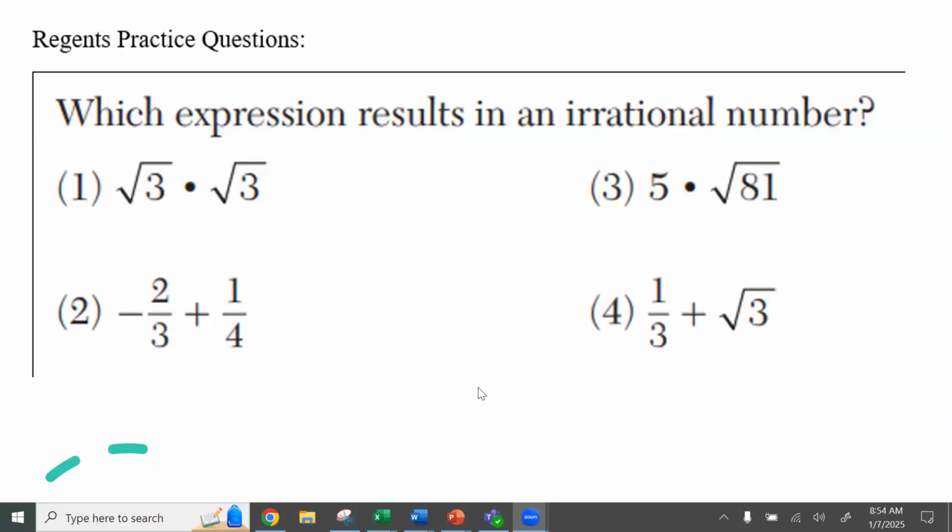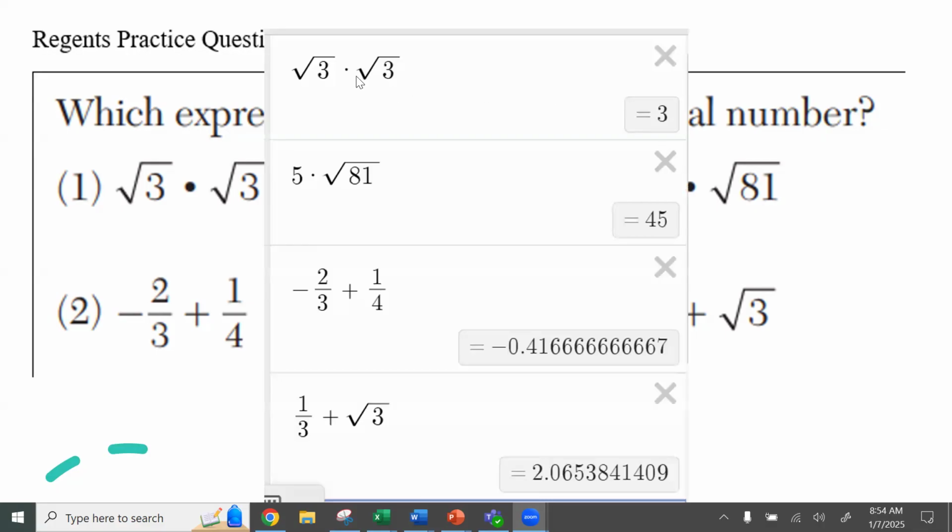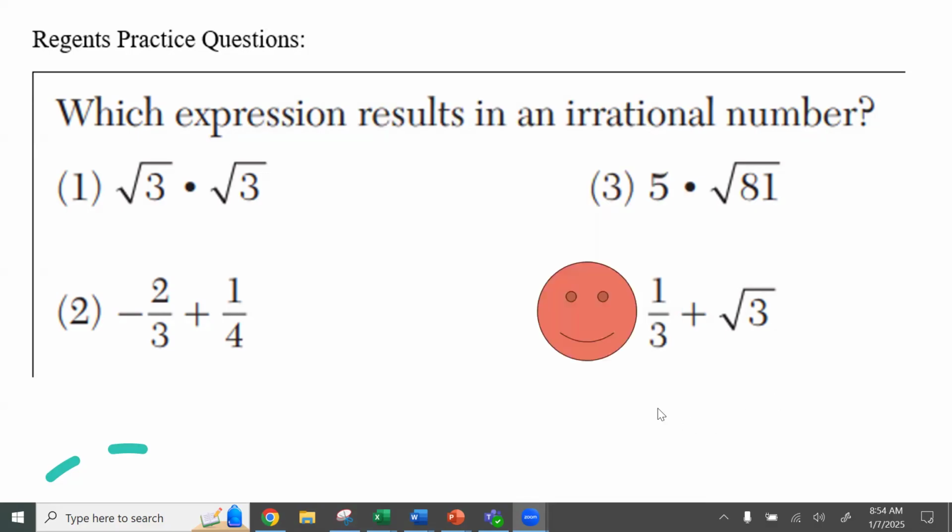Okay, so which expression results in an irrational number? We're looking for something that doesn't repeat, doesn't terminate. If I type each one in, this is 1, this is 2, this is 3, this is 4. That's a nice number, that's rational. That's rational. Negative 0.41666666 is a repeating decimal, so that's rational. And then this loser goes on forever, it has a dot, dot, dot on it. There's no pattern. That is your irrational number. So that is choice number 4.